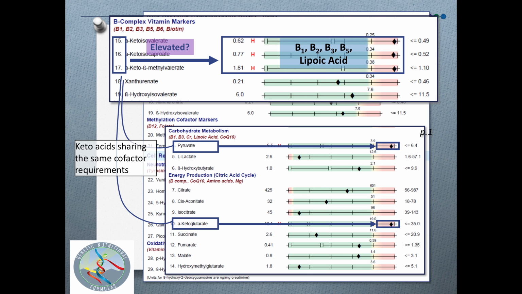If we see on the organic acids tests there's elevation of certain markers like pyruvate or alpha ketoglutarate, we know those keto acids are sharing the same cofactor, so this individual would be deficient in CoQ10 or some of the B complex vitamins. Up above, it's a marker of some of our B vitamin markers like keto isovalerate, keto isocaproate, and keto beta methylvalerate. So in this situation, we would want to supplement with a good B complex like B1, B2, B3, and B5, and lipoic acid.